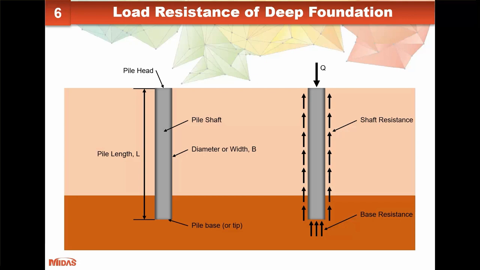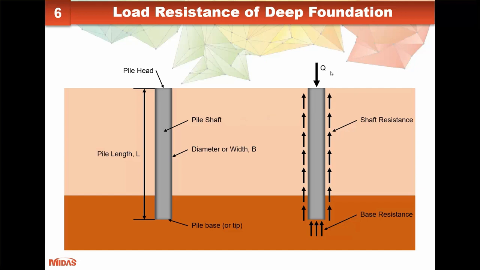In this slide, it shows the load resistance of a pile foundation. It shows that the top of the pile is called the pile head, and then the body is called the pile shaft. And then the cross-sectional dimension can be a diameter if it is a circular pile, or the width of the pile if it is non-circular. And then at the bottom, it is called the pile base, or the tip of the pile, and it has a certain length.